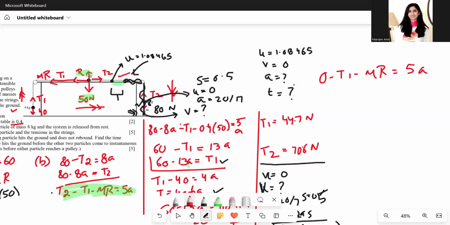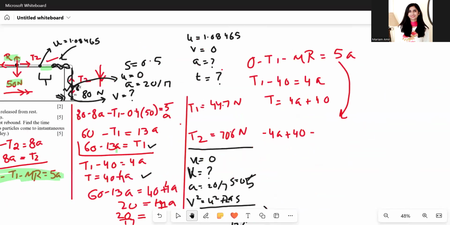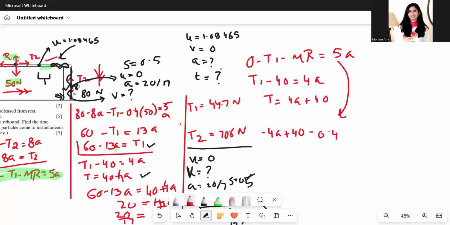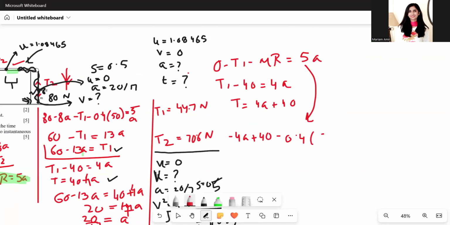Now find T1. For T1, we're going to form an equation on the 4 kg particle again. So forward force minus backward force is equal to ma. So T1 is equal to 4a plus 40. Okay, substitute it here. So minus 4a plus 40 minus mu, which came out to be 0.4, R was 50, is equal to 5a.